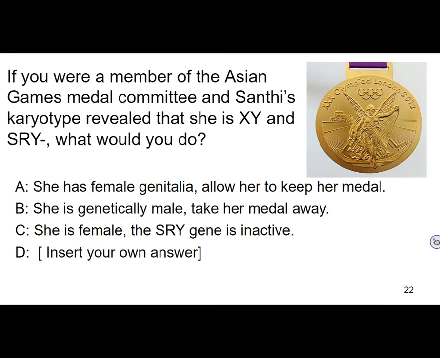And then if you were a member of the Asian Games Medal Committee and Xanthi's karyotype revealed that she is XY, but SRY negative, what do you do? She has female genitalia, allow her to keep her medal. She's genetically male, take her medal away. She is female, the SRY gene is inactive, right? Because really the gene off the Y that makes you have some of these male characteristics is not there. Or is there a different answer that you might have?